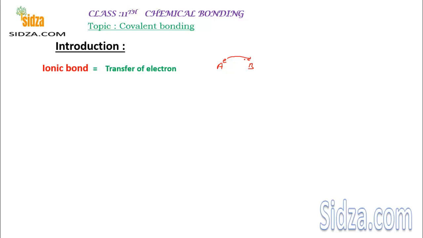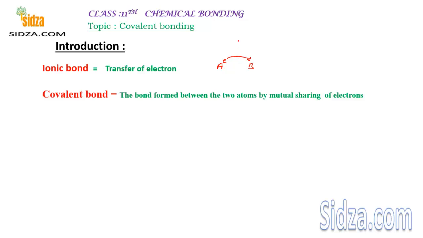How is it formed? A covalent bond is formed between two atoms by the mutual sharing of electrons. So if you have an atom A and an atom B, and atom A provides one electron and atom B provides one electron, now this electron pair becomes a common property, and you can say it belongs to atom A as well as atom B.